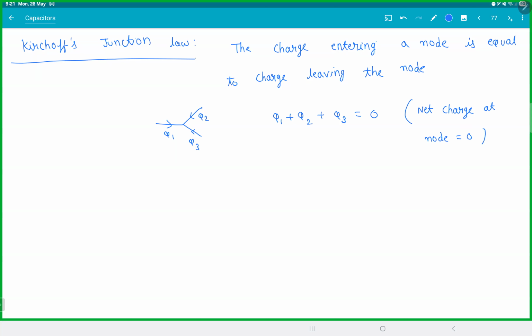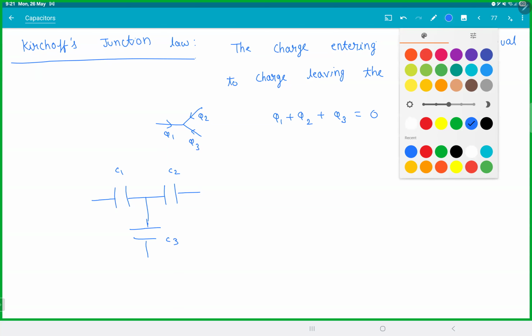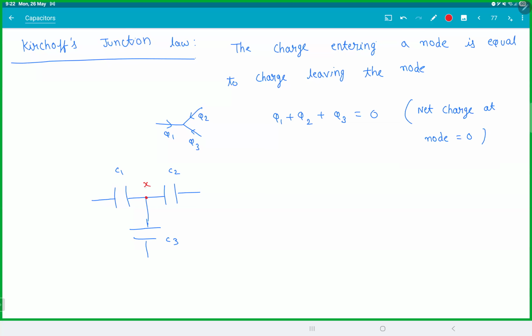So how do we use this? Listen to this thing. Let's say you have 3 capacitors, C1, C2, and C3. Let's say this point is X, this point is V1, this point is V2, and this point is V3. So it's a junction law. So we generally use it at a junction.